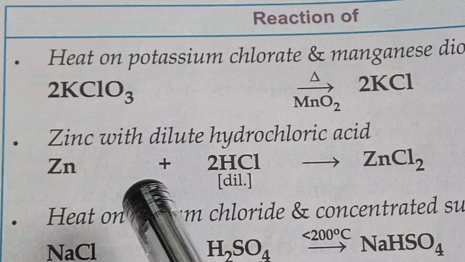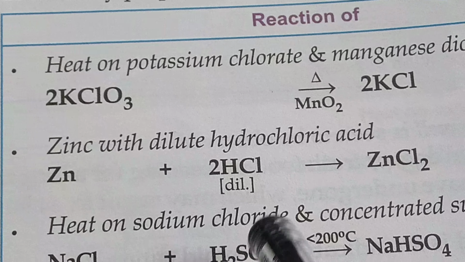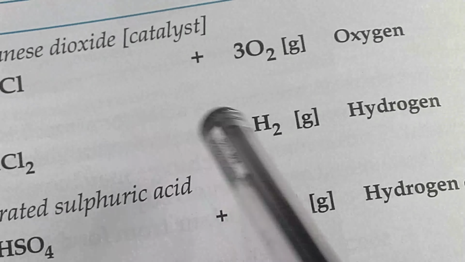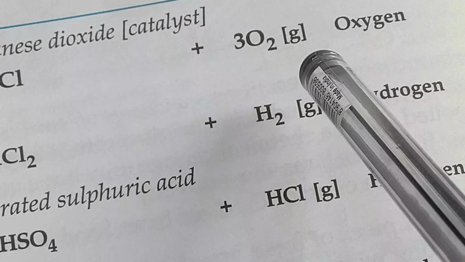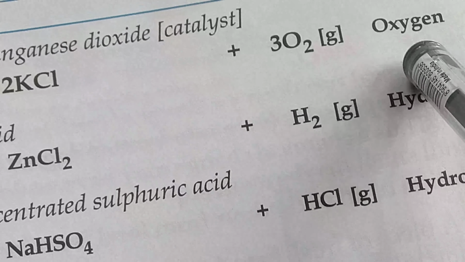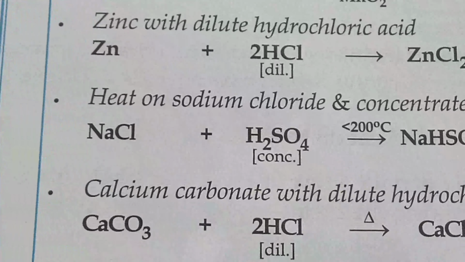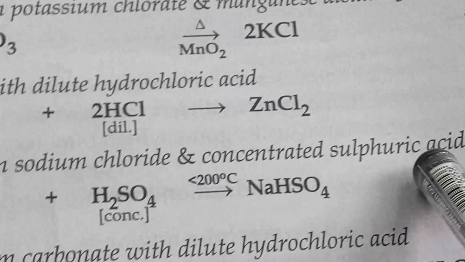Next, zinc with dilute hydrochloric acid. Zinc plus dilute hydrochloric acid turns into zinc chloride plus hydrogen gas. So again hydrogen is released with bubbles, and the incident is also known as effervescence. In the same way, heat on sodium chloride and concentrated sulfuric acid.